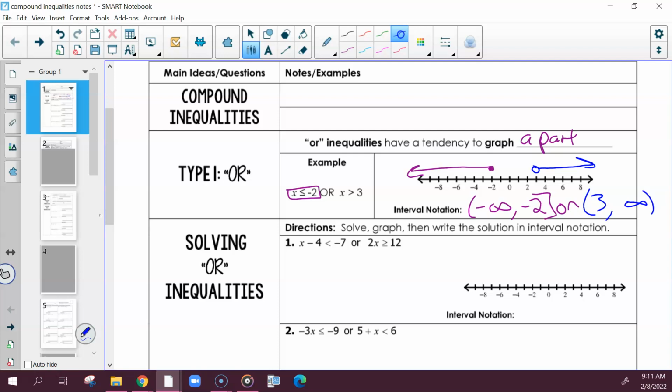So when we have or inequalities, they're going to graph away from each other, or graph apart, but also their interval notation would be like 2 parts. From negative infinity to some point, and then or another point to infinity. And we'll do some more problems just in case that didn't make sense. Okay. Questions so far?